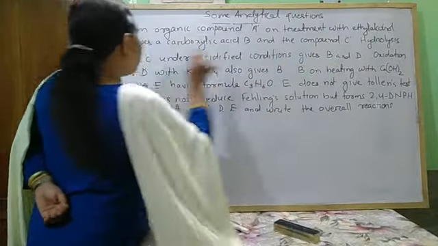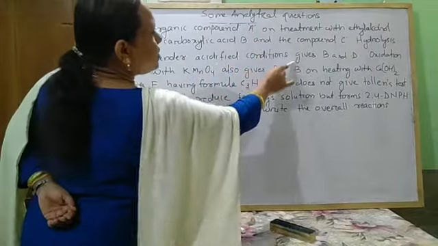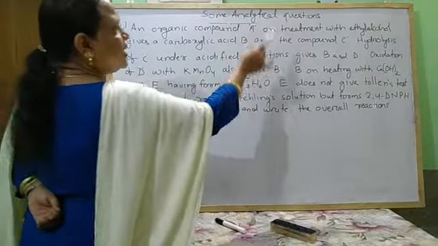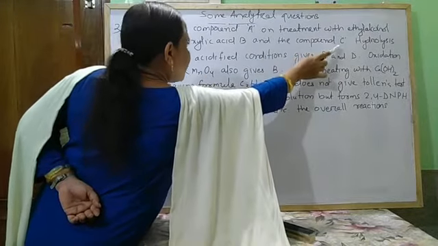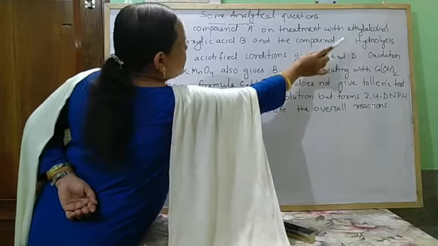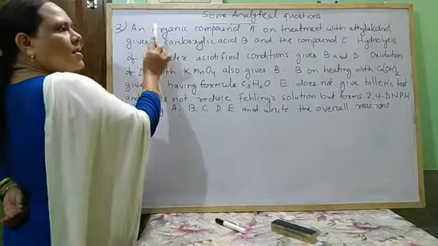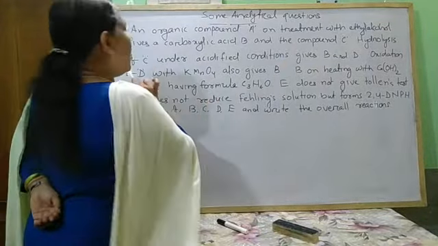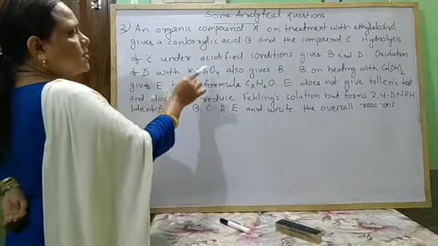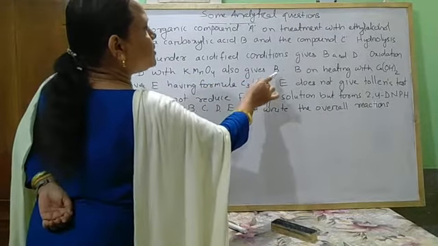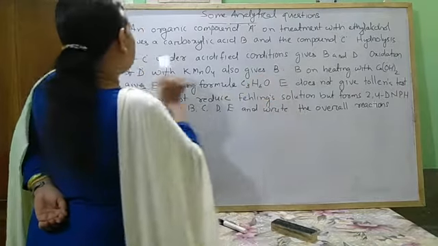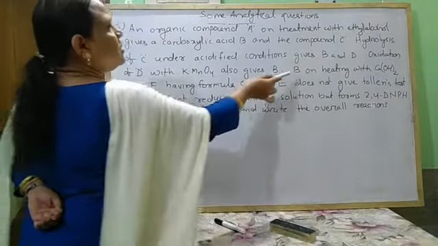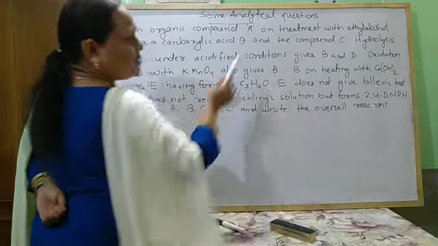Next, hydrolysis of C under acidified condition gives B and D. As hydrolysis of C gives B and D, then C is the organic compound, and I can think C may be an ester. So C may be an ester, A may be an acid anhydride. I have that thing in mind. Next, oxidation of D with potassium permanganate also gives B. So hydrolysis first gives B and D, and D again on oxidation gives B. That means B is the carboxylic acid.